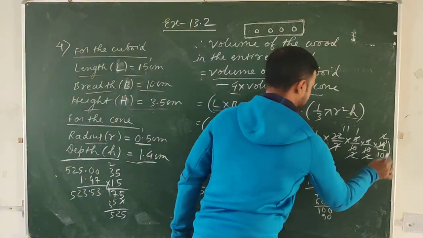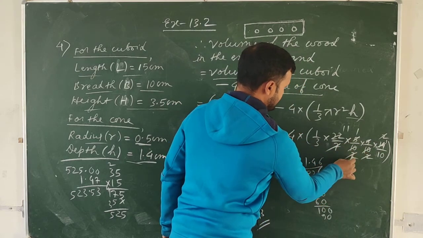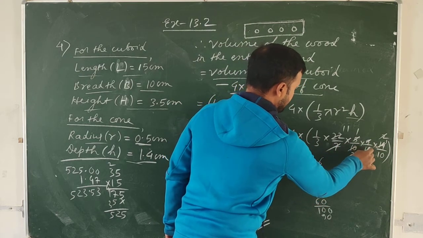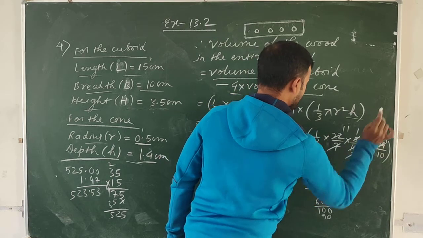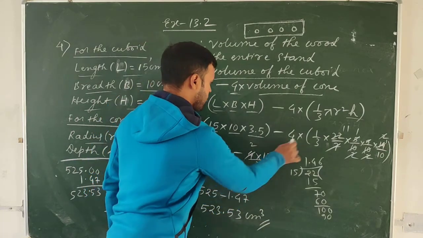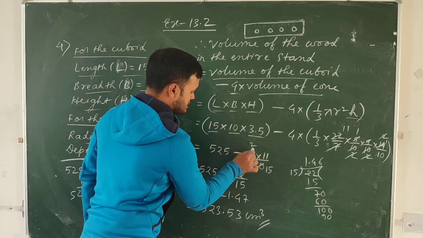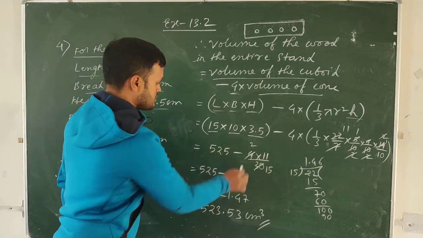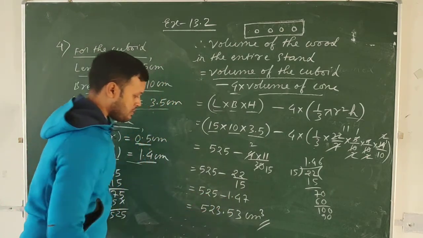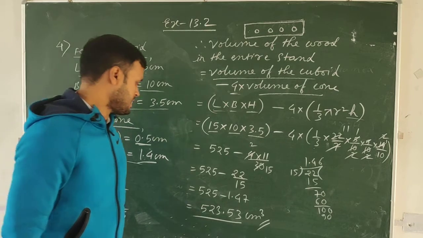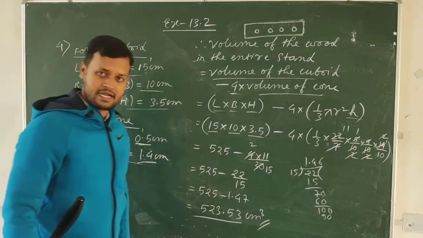So put here 14 by 10. I cancel 14 with 7, 2 times. Then with 5 I cancel 10, 2 times. With this 5 I cancel 10, 2 times. With this 2 I cancel 22, 11 times, and this 2 and this 2 I cancel. What is remaining is 4 into 11 above and 3 into 10 below. With this 4 and 2 I cancel 2 times, and 30 by 2 is 15. So 2 into 11 is 22. 22 by 15 is 1.47. So 525 minus 1.47 is 523.53. This is the volume of the wood in the entire stand.